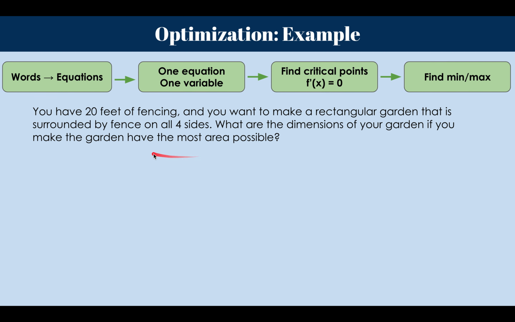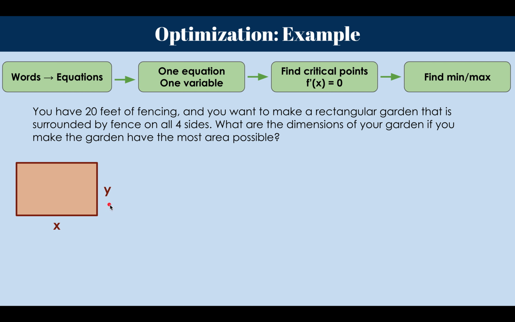Let's say we have 20 feet of fencing, and we want to make a rectangular garden that's surrounded by a fence on all 4 sides. And we want to find the dimensions of the garden that has the most area possible. So in this example, area is what we're trying to optimize. We want to find the maximum area, and we're restricted by the 20 feet of fencing we're given. So we're restricted by the perimeter. We can draw this diagram just so we can visualize this better. We want 20 feet around, and we want the maximum area that we can make with 20 feet.